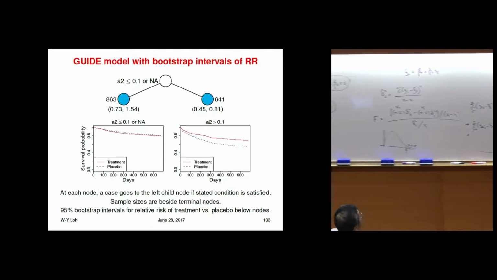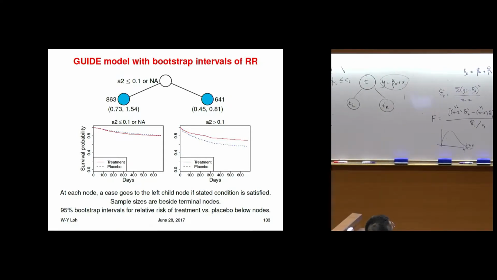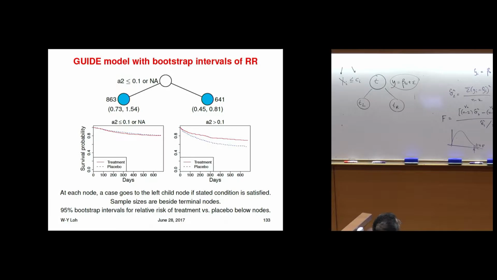So this says A2. A2 is a baseline variable. I don't know what it is. It says that if it's less than or equal to 0.1, or if it's missing, then you go to here. There are 863 patients in here. The other group are people with A2 bigger than 0.1 and not missing, and they are here.